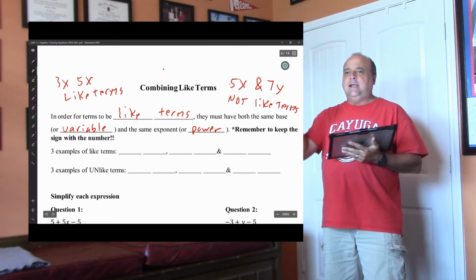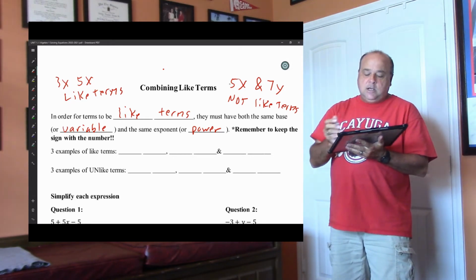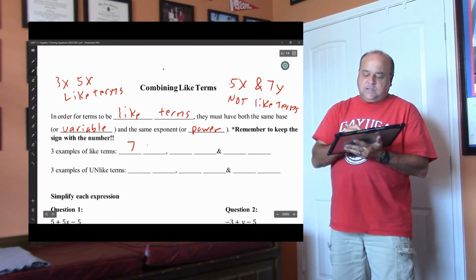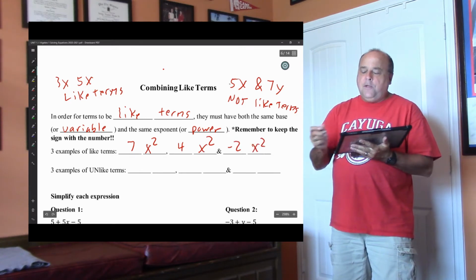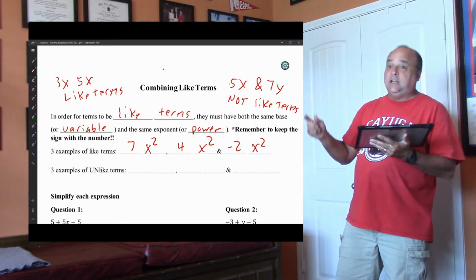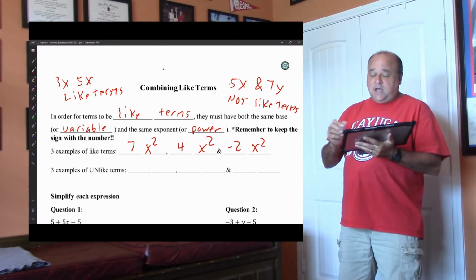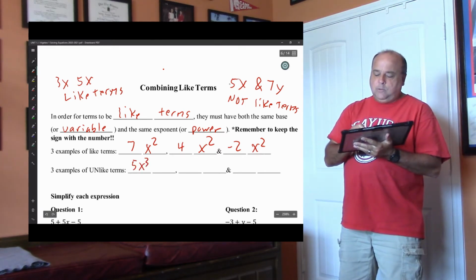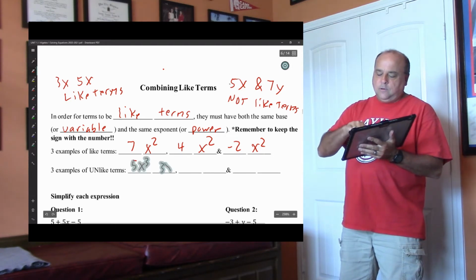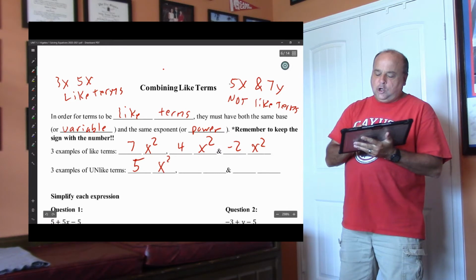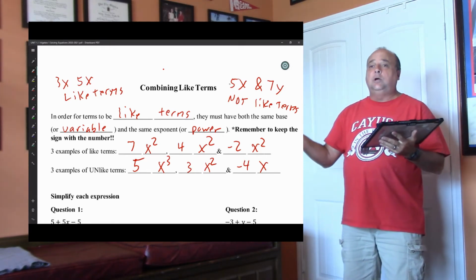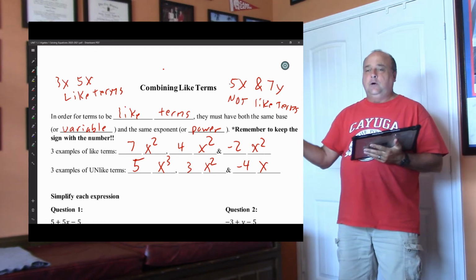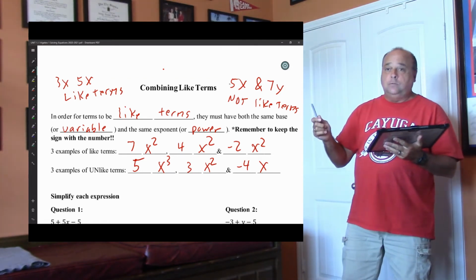To combine terms, they have to have the same variable and exponent. So 3 examples of like terms are 7x squared, 4x squared, and negative 2x squared. Notice they all have x and they all have the same exponent of 2. 3 examples of unlike terms are 5x cubed, 3x squared, and negative 4x. Notice none of these are like terms. They all have the variable x, but the exponent is different. So you could not combine any of those terms.